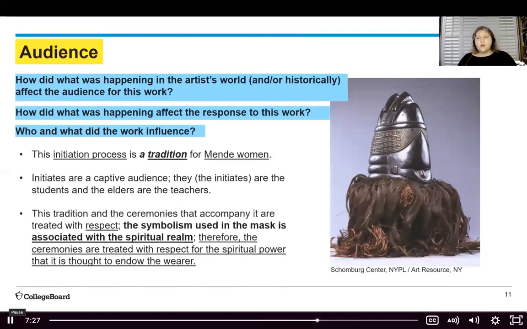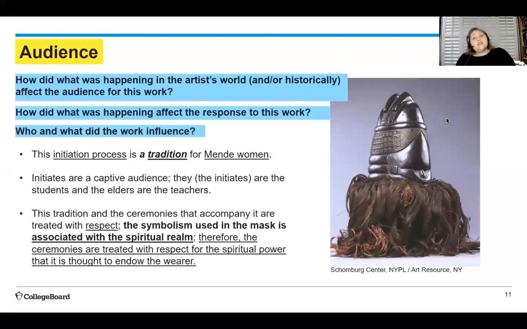Just think about what your relationship is with your teachers, at least I hope. You respect your teachers. The initiates are going to respect the teachers. They're going to respect the process. They're going to respect the entire ceremony, the entire initiation, in which these masks are just a small part. The symbolism of this mask is also tied to the spiritual realm. The wearers of this mask are thought to be endowed with spiritual power. So around the world, regardless of what your religious or spiritual beliefs are, spiritual traditions are taken seriously and they're treated with great respect and with dignity.